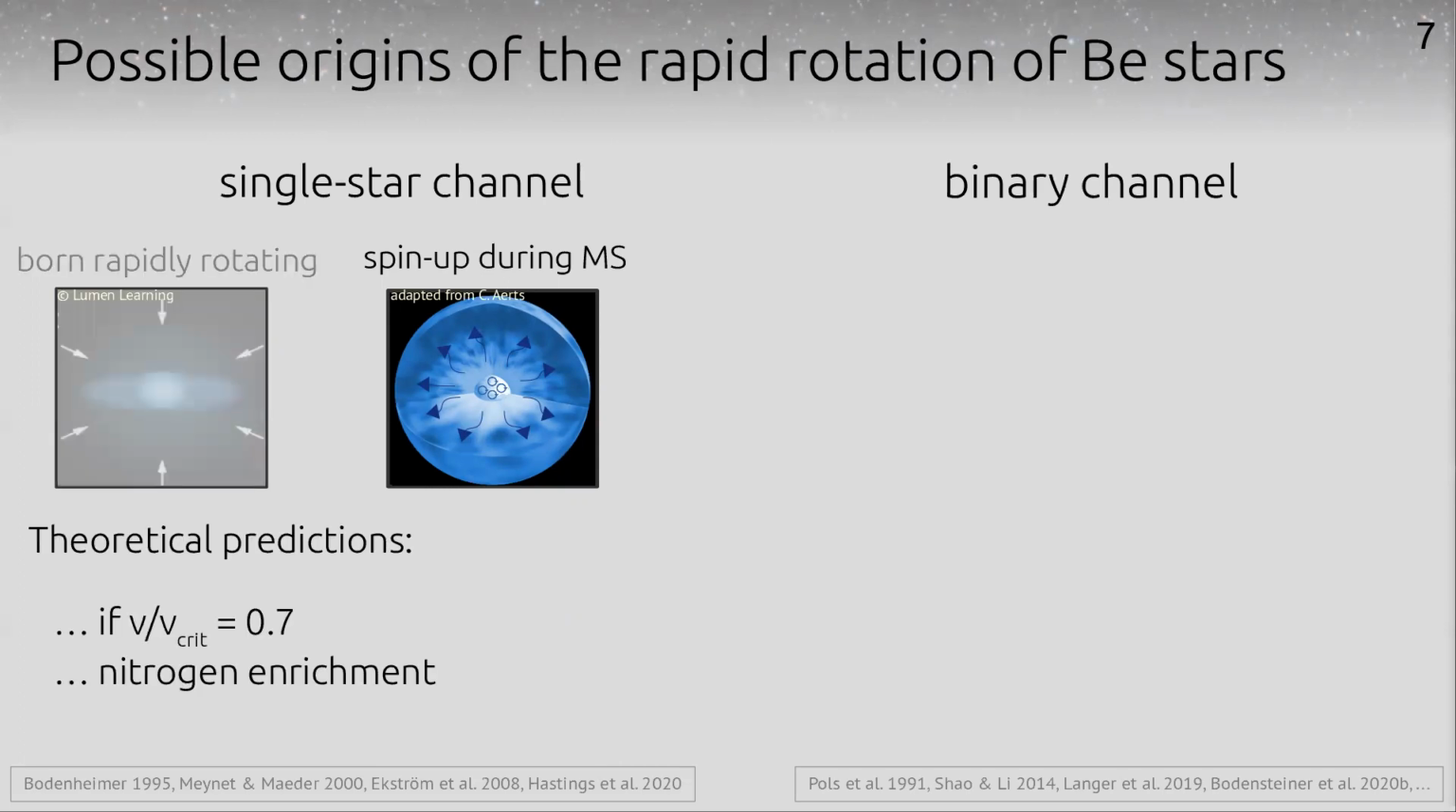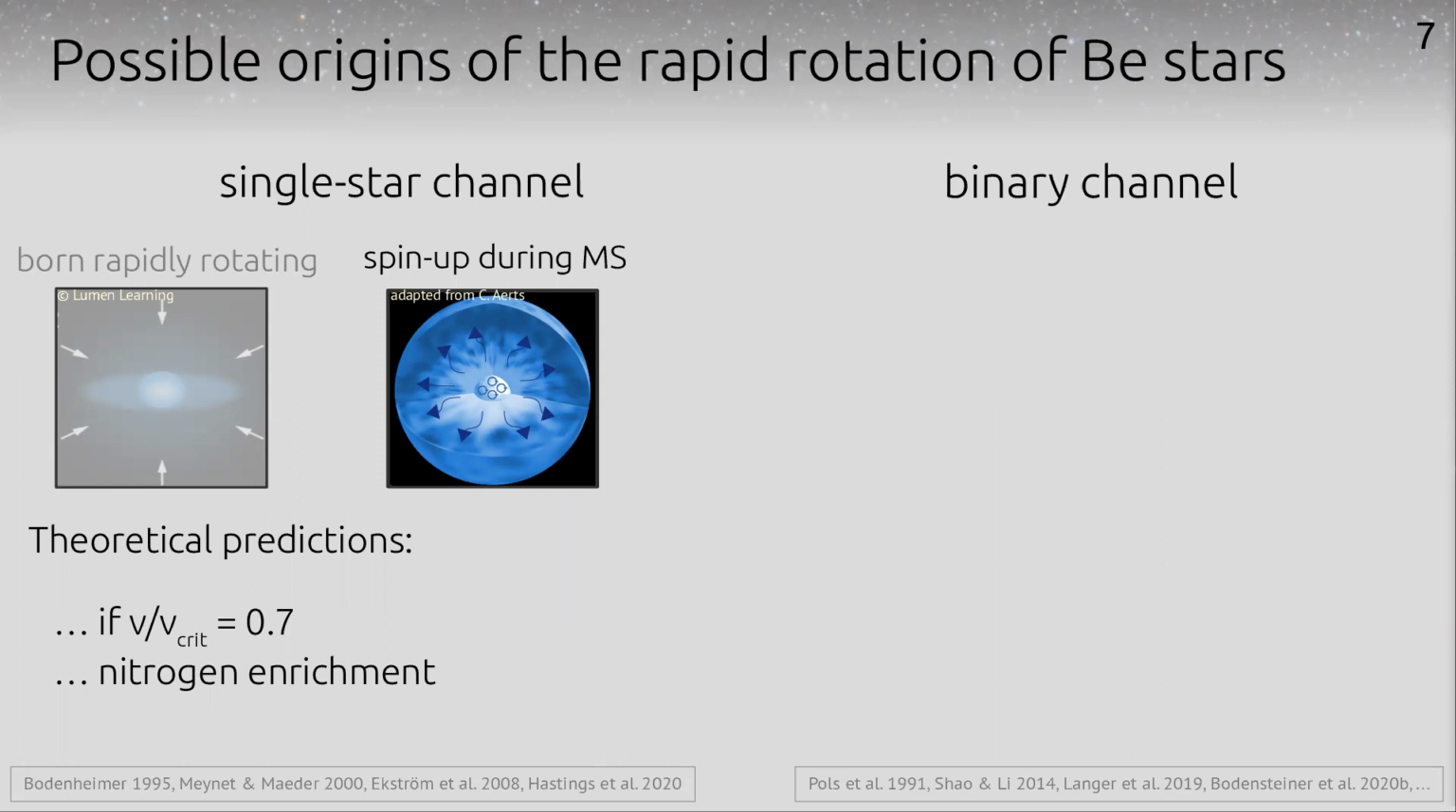I'm not going to focus on this any further, but I want to focus on the other single star channel, which predicts that stars can get close to their critical velocity as single stars while they evolve along the main sequence. So basically, they approach the critical velocity because they spin up and because the critical velocity is reduced, so they get closer to that.